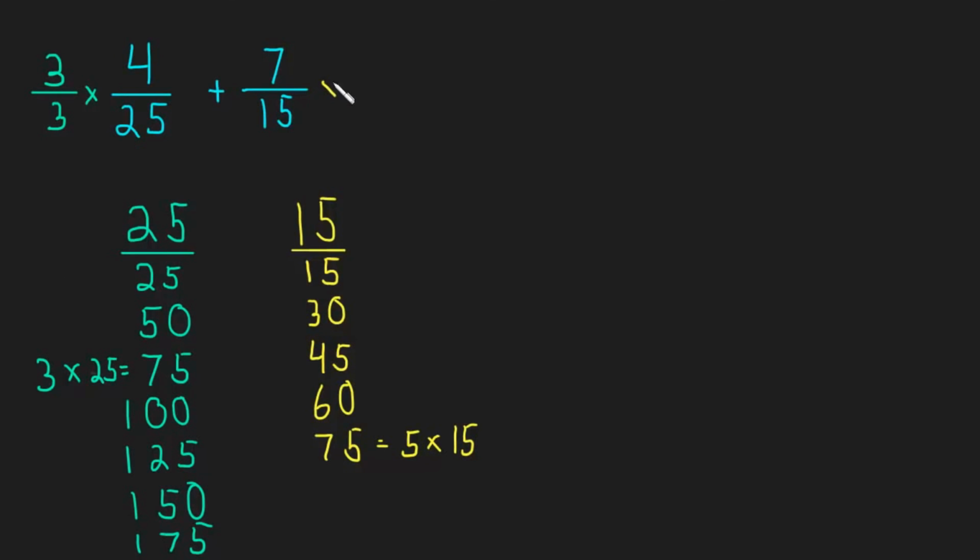Okay, over here we need to multiply by 5 over 5 because again we want this denominator to be 75, and 15 times 5 is 75.